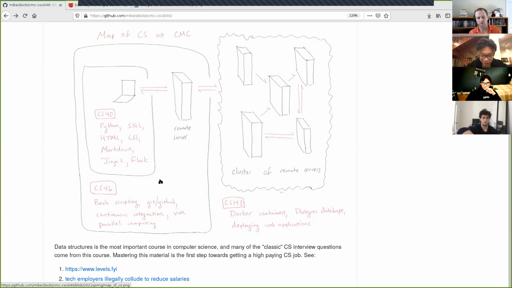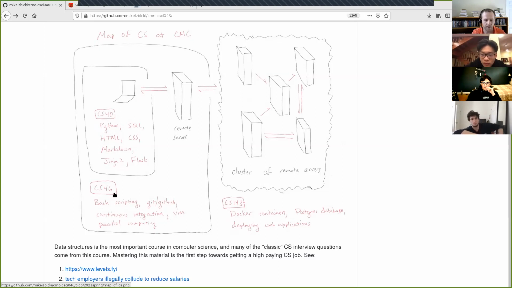In this course, though, CS46, we're going to start working not just on your computers, but also on remote computers as well. And in this setup, that's going to require us to learn a lot of new technologies. So things that you may or may not have heard of before are bash scripting, Git and GitHub. So again, our whole class is hosted on GitHub here to help get you that familiarity with it. Then these other techniques called continuous integration and Vim and parallel computing.